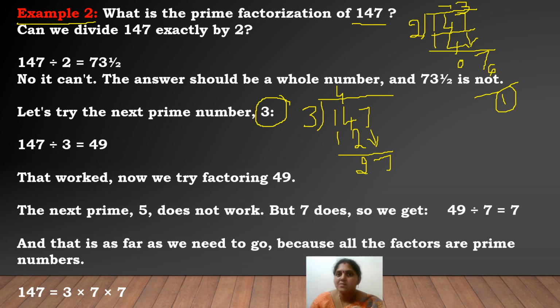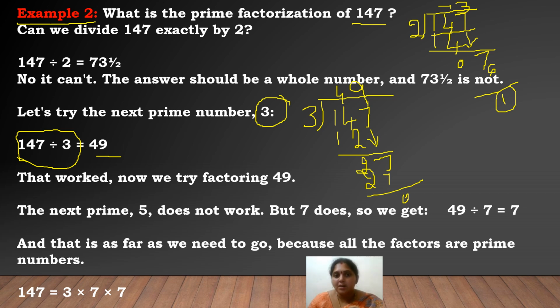So how many times? 3 nines are 27. What will be your remainder? 0. So 3 is dividing the number 147 exactly how many times? 49 times. Now, again we have to do the prime factorization for 49, because is 49 a prime number? No, it is not a prime number. So we have to do the factorization again.